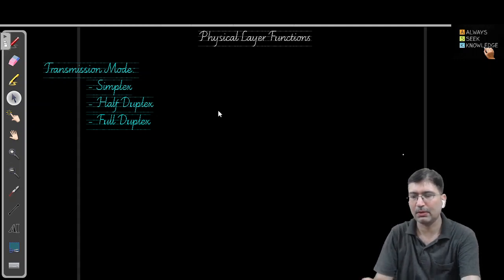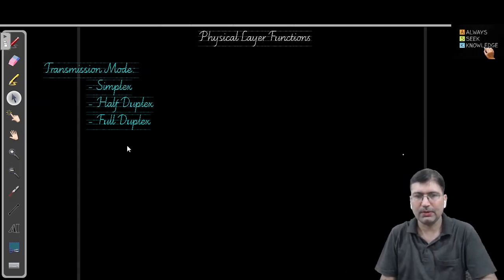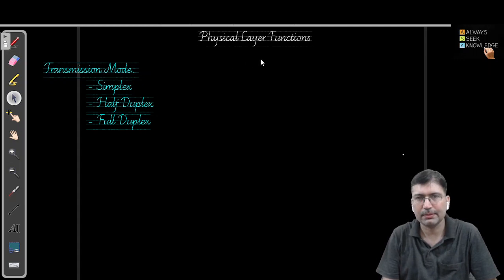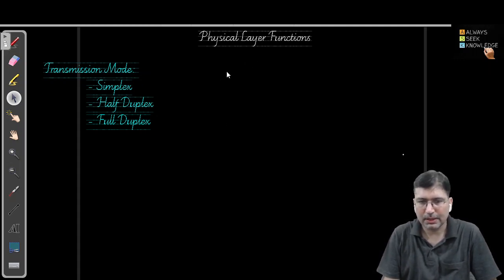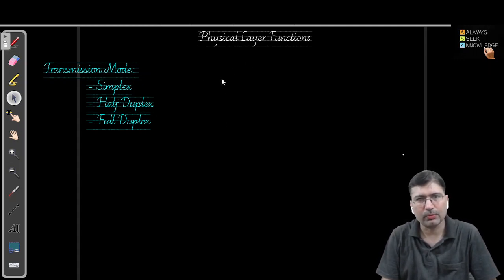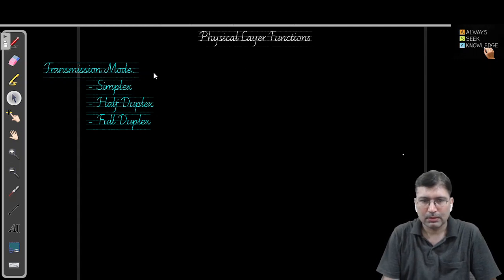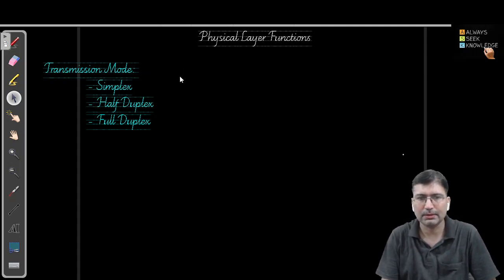In this lecture, we are going to discuss the functionality of the physical layer. So let's look at all the functionality of the physical layer one by one. The very first thing which the physical layer does is decide the transmission mode.